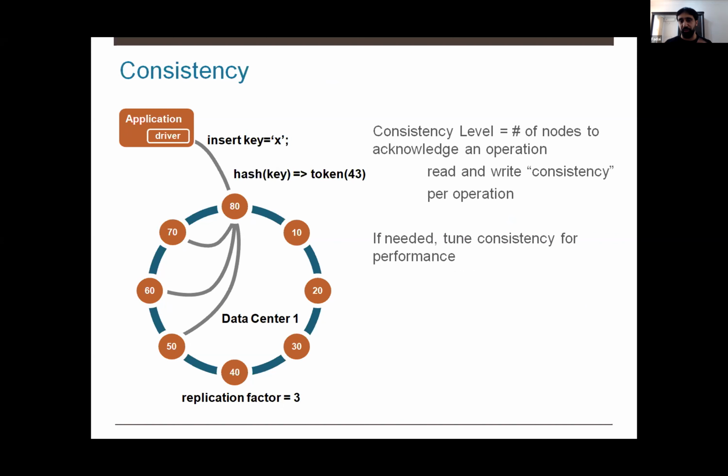So if, for example, I'm saying consistency level is 2 and I'm inserting data, then what happens is that Cassandra makes sure that at least 2 nodes respond so as to consider the write successful.